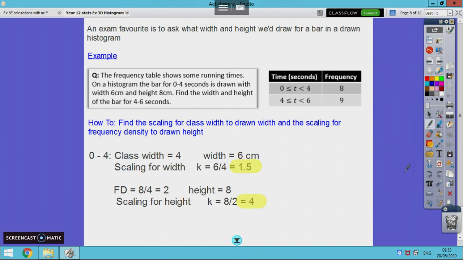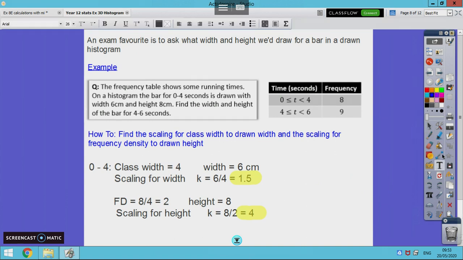So what we've got to do is find the actual width and the actual height for 4 to 6, given the fact that we know the class width and given the fact that we know the frequency density, or can at least calculate it.